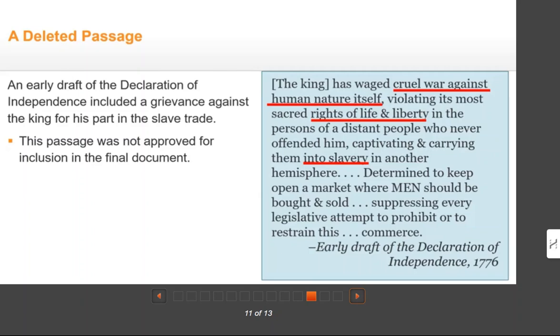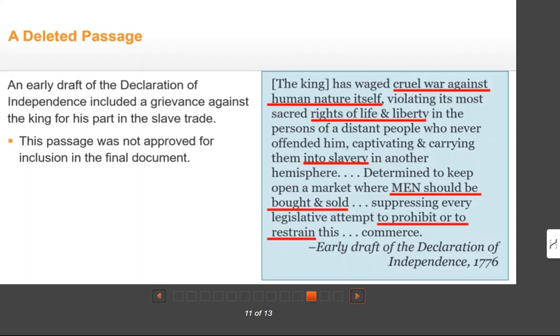Furthermore, "the king has determined to keep an open market where men should be bought and sold." Jefferson is blaming the British government for forcing the colonies to have an economy based on slavery. He also says the king has been "suppressing every legislative attempt to prohibit or restrain this commerce." In other words, the king wouldn't let the colonies enact laws to end slavery.